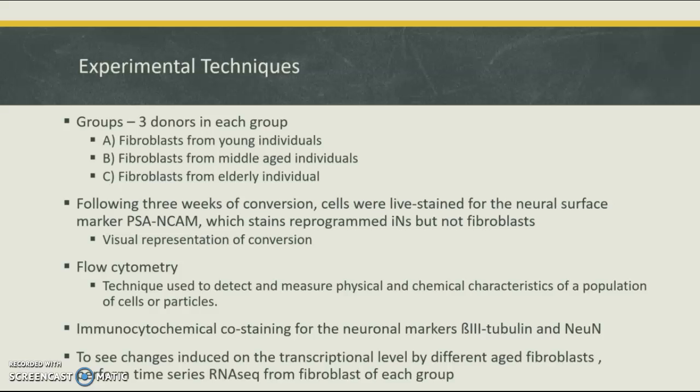So the first experimental technique that I want to use is following 3 weeks of conversion. Cells are live stained for the neuronal markers PSA and CAM, which stains reprogrammed induced neurons but not fibroblasts, and this will be the visual representation of the conversion. And so then I will want to use flow cytometry. And remember, flow cytometry is a technique used to detect and measure physical and chemical characteristics of a population of cells and particles. Then I want to do immunocytochemical for neuronal markers beta-3 tubulin and NEUN.